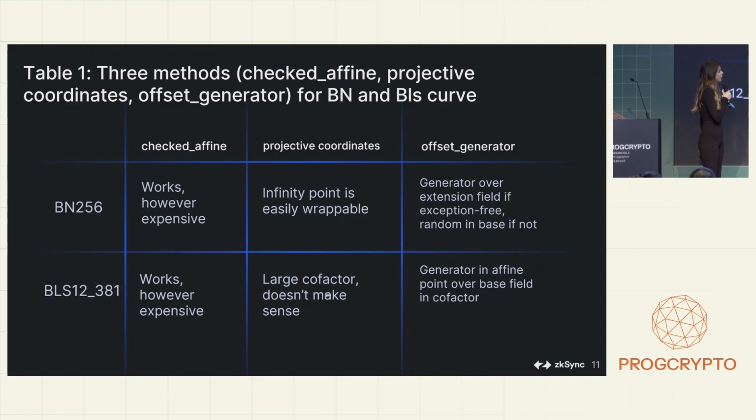And for the last one, offset generator, we take a generator over an extension field. So we get a point in the extension field, and we add every other point to this one, and we will of course get a point in the extension. So we will never have an exception. In the case when the curve is not exception-free, we just use a random generator in the base field. For balance, it's easier: we don't need to take the offset generator over the extension. We just take a generator, not the infinite point, over the base field in the cofactor.